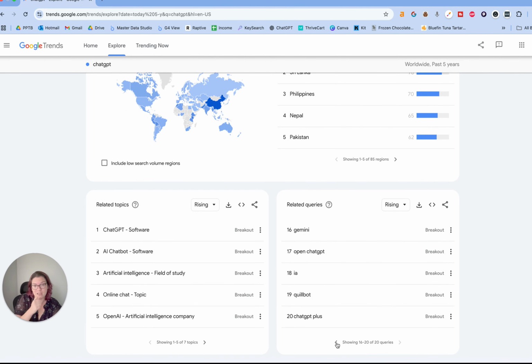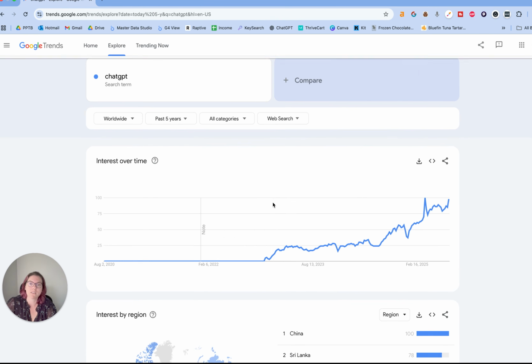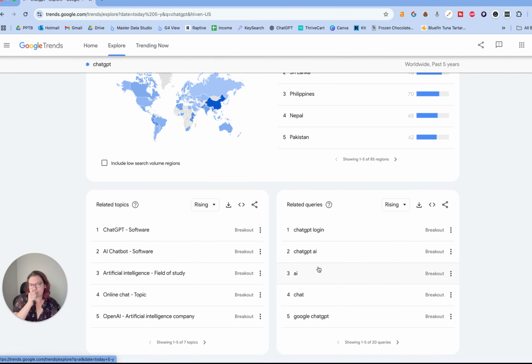So these are specific things about how to use it. But we even have Gemini and Quillbot, which are other AIs here that show that people are trying to figure out things related to this for their own AI usage. So I could click into those for other content that I might write around this. The related queries can often help you build your topical authority by writing around other things your audience wants.